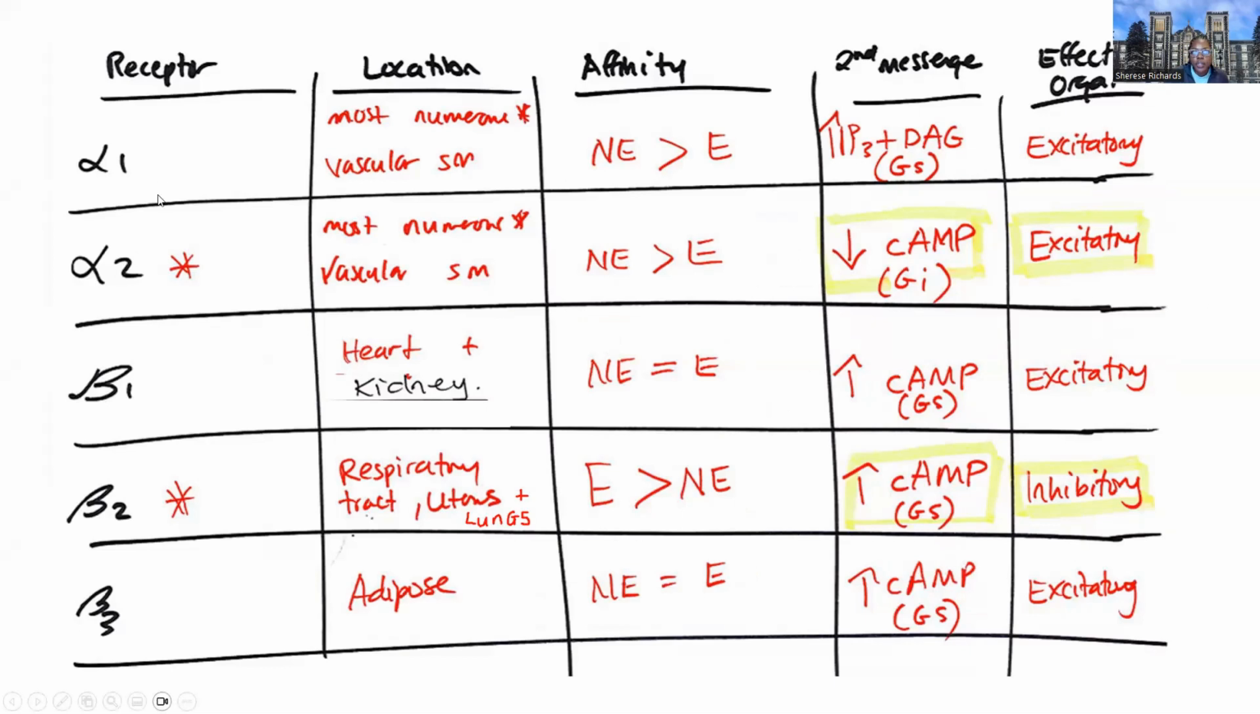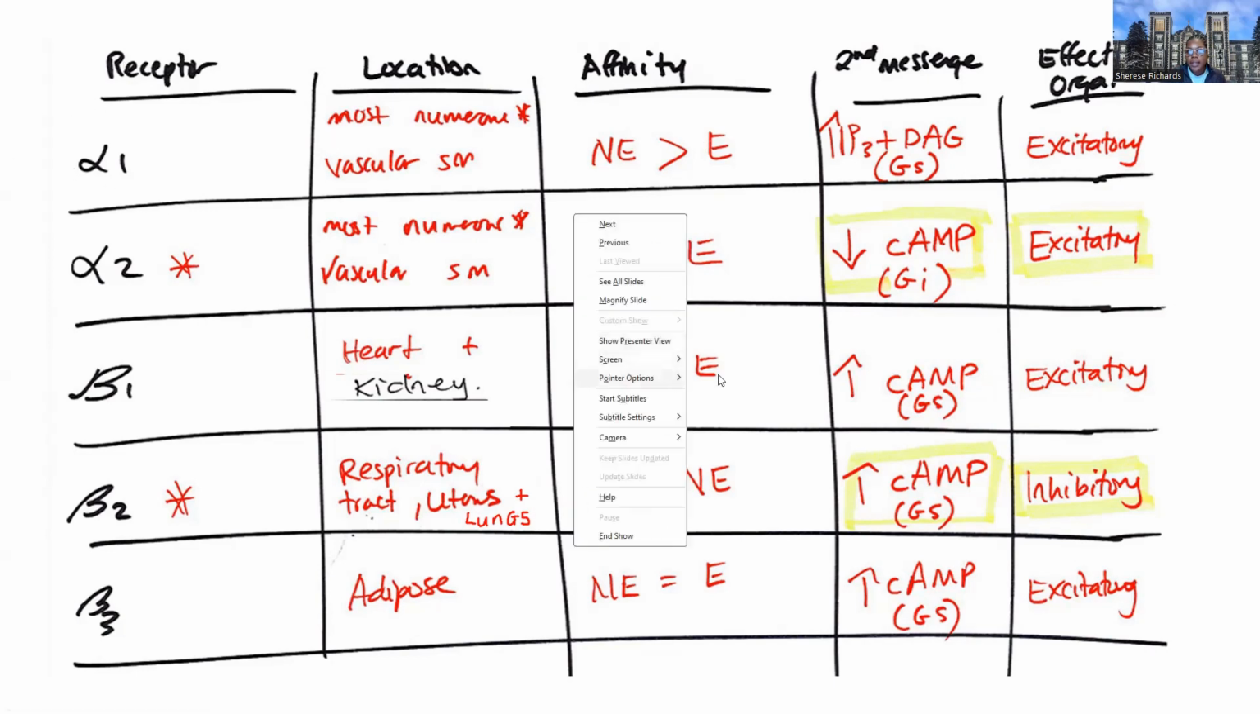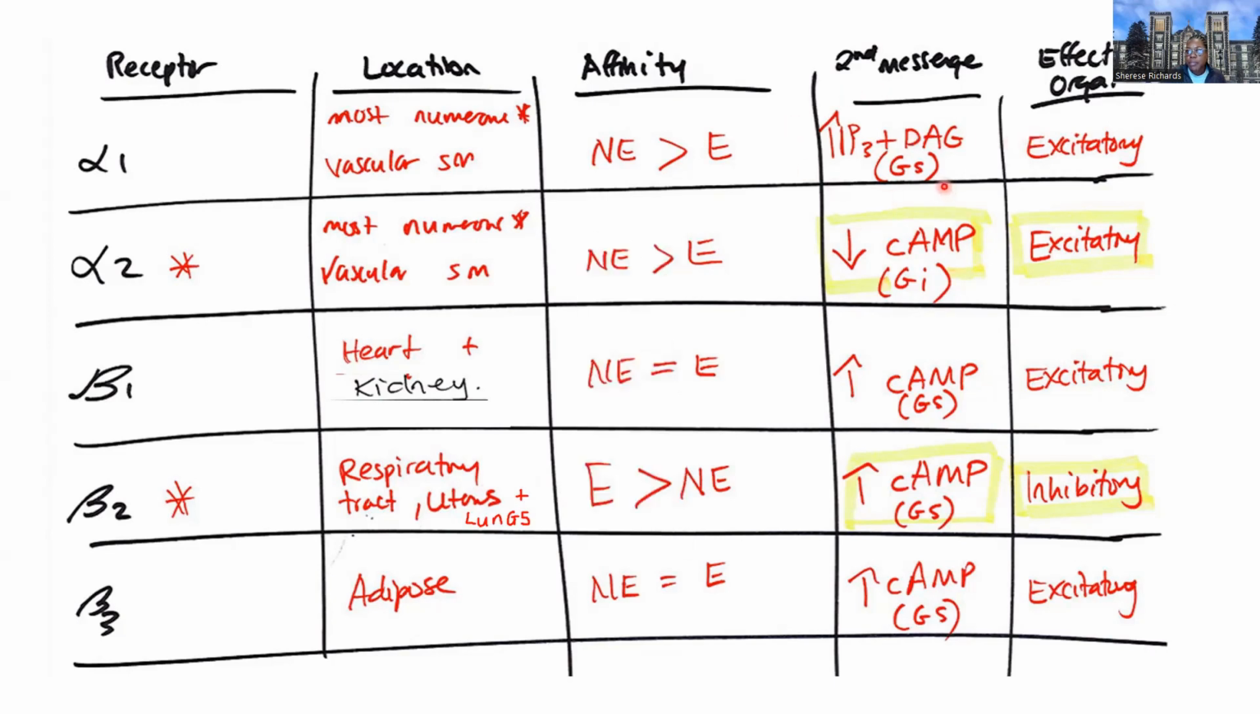Alpha-1 and alpha-2 receptors are mostly on vascular smooth muscle, the smooth muscle that lines blood vessels. They both have a preference for norepinephrine over epinephrine. Now, their second messenger is going to differ entirely. Alpha-1 is the unique case in that it only has IP3 and DAG as second messengers, inositol triphosphate and diacylglycerol.